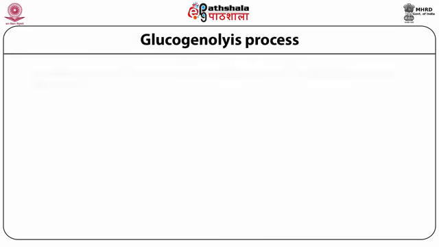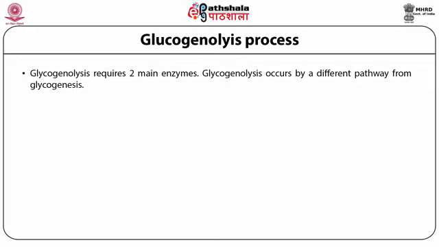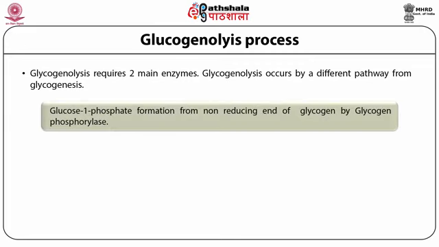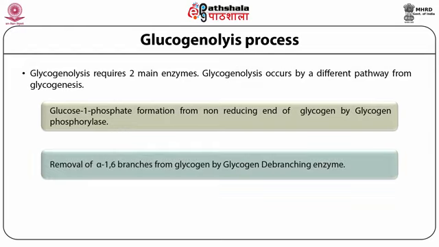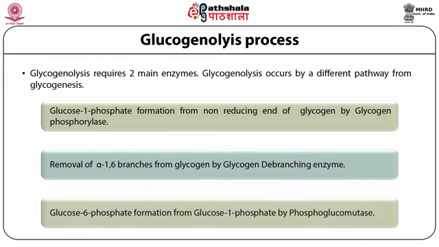Glycogenolysis process. Glycogenolysis requires two main enzymes. Glycogenolysis occurs by a different pathway from glycogenesis. Glucose 1-phosphate formation from the non-reducing end of glycogen by glycogen phosphorylase. That is the first step of glycogenolysis. Then removal of alpha 1,6 branches from the glycogen by the glycogen debranching enzyme. So over here, the second enzyme comes into action. And the third one is the glucose 6-phosphate formation from glucose 1-phosphate by phosphoglucomutase.